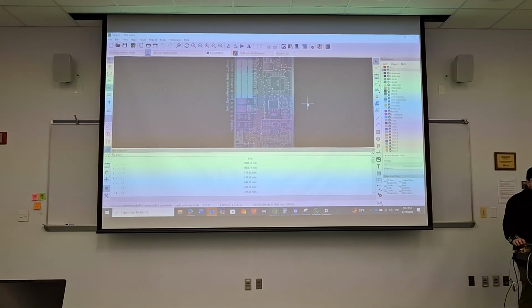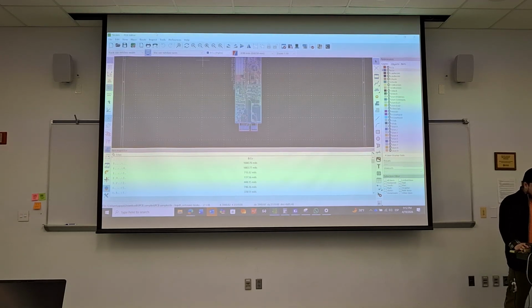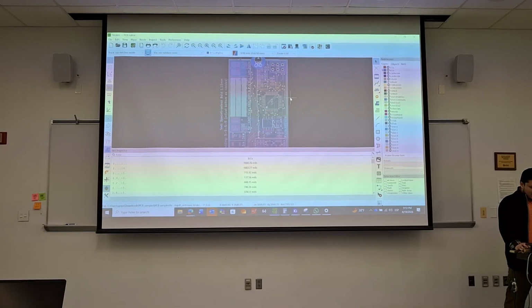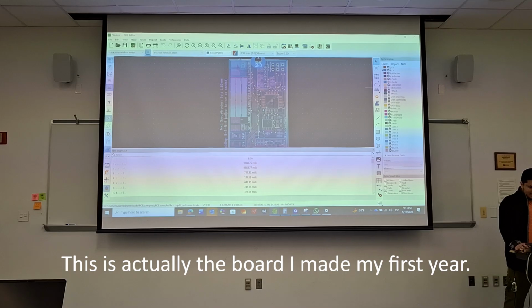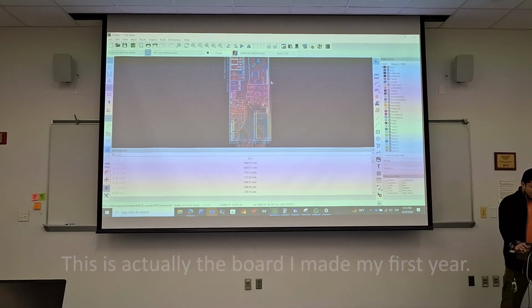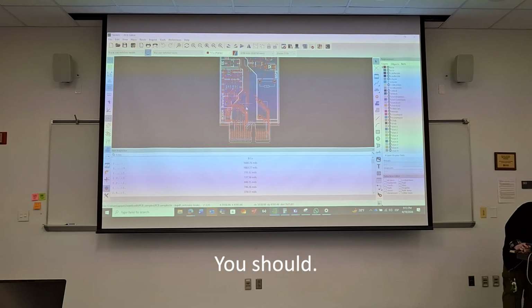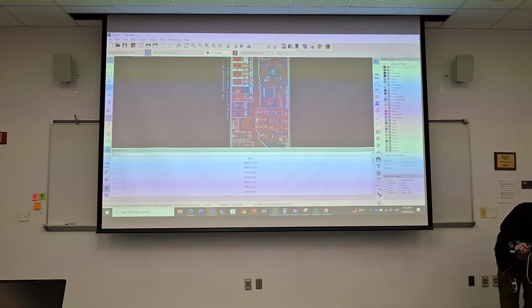And in this case, I don't know how important the brakes are, because I think this is, I mean, that's what it's called, brakes. What's the name of this board? Yeah, BSPD. This is actually the board I made my first year. Okay. That won't be too harsh. You should. All right. Time to break it down.